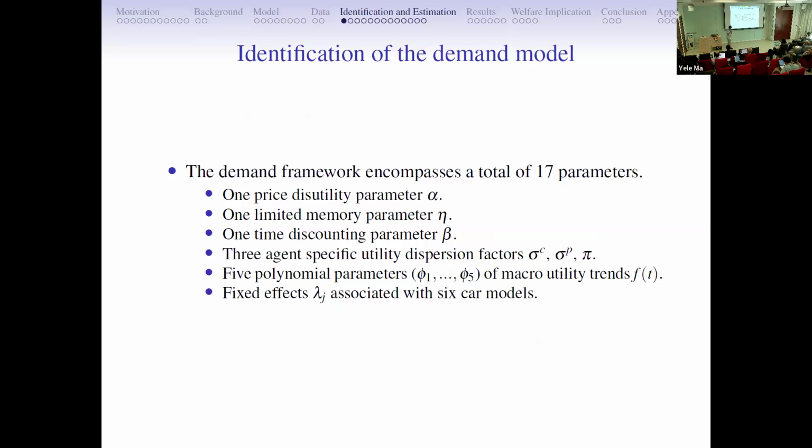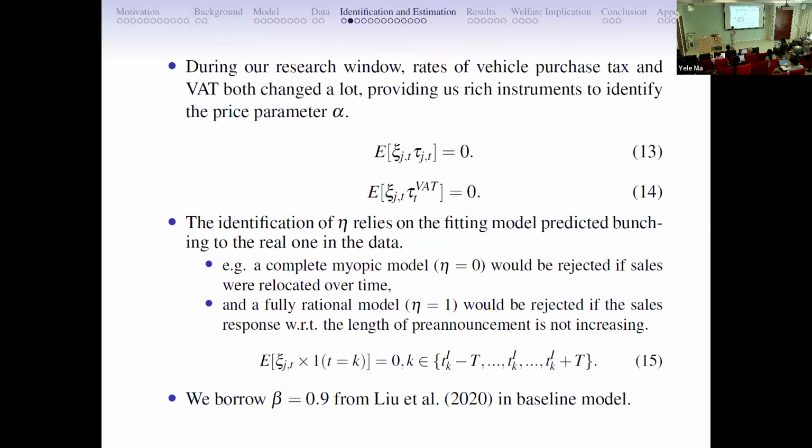So in our model, there are many parameters to estimate and calibrate. We will introduce and stress the identification of the two essential parameters in our paper. The first is the price utility parameter. Second is the limited memory parameter driving the limited memory mechanism here. To estimate the price elasticity, we utilize some cost shifters. One is the tax rate change from the vehicle purchase tax, as this tax is cut to 5% exogenously in our study window. And later in May 2018, the government further cut the value-added tax rate by 1% from before. So we utilize these cost shifters to identify the price parameters.